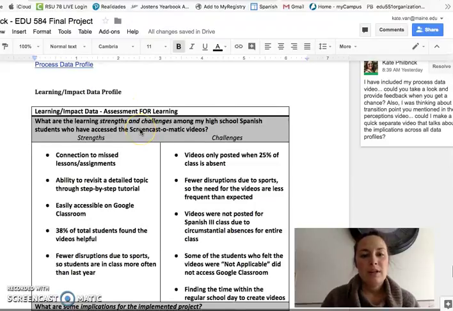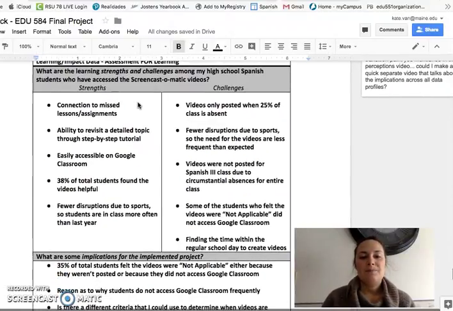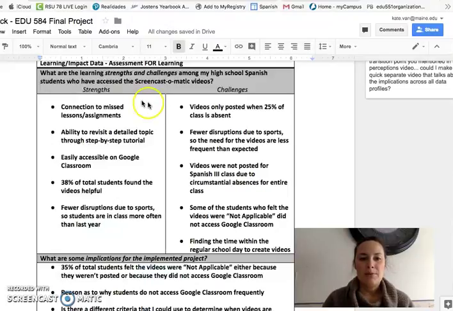And so, in looking at that, I discovered some strengths and challenges throughout the process, and a lot of these I've kind of talked about before. So, the basis of the project, some of the strengths were these first two: the connection to missed lessons and assignments for those absent students, and then the second one down here, which was for students who even were in class, kind of a supplemental video to take them step by step through a specific topic that was a little bit more challenging for them.